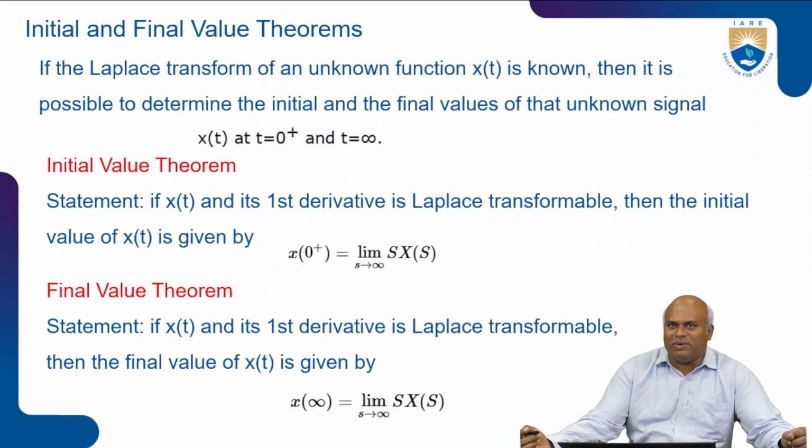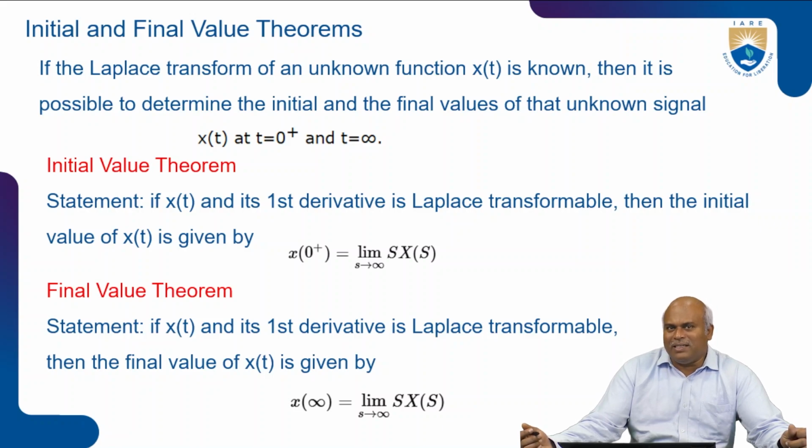Given the Laplace transform of an unknown function x of t, it is possible to determine the initial and the final value of the unknown signal. That means it is going to satisfy both the initial as well as the final value of the unknown signal. It does this process using the Laplace transform. First we go for the initial value theorem.